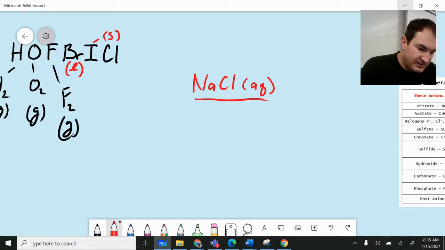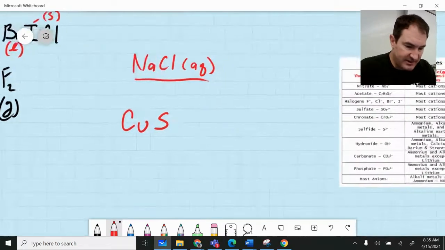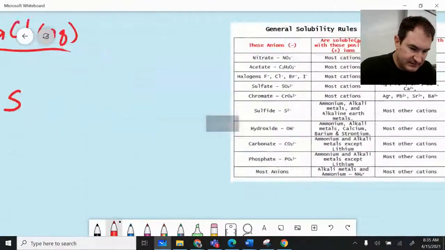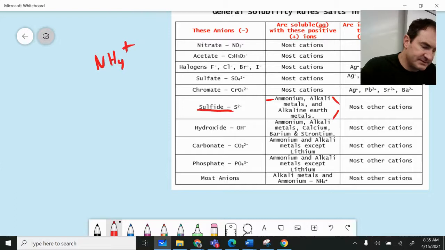So how about copper sulfide? It's going to be copper(II) sulfide. And I just happen to have my chart over here, so let's look at it. Sulfide is here, and now I need to find copper. Where does copper fit? Here we have a list: ammonium, alkali metals, alkaline earth metals. Ammonium, remember, is the cation NH4+. So that's not copper. The alkali metals are the first group on the periodic table, and the alkaline earth metals are the second group.